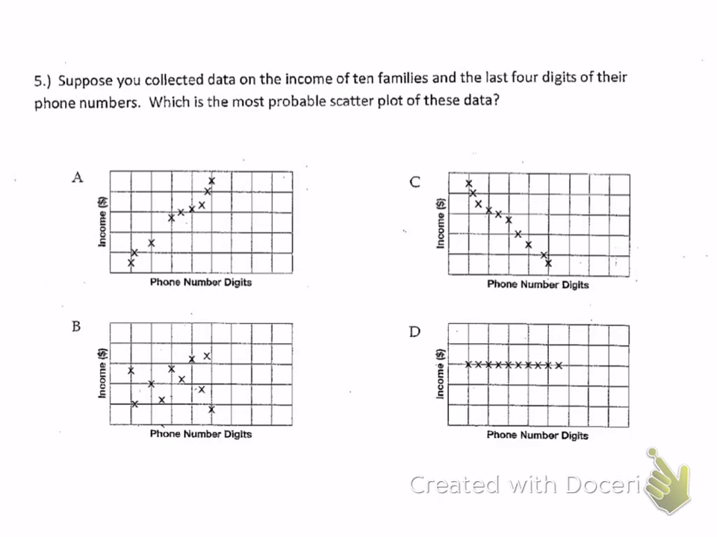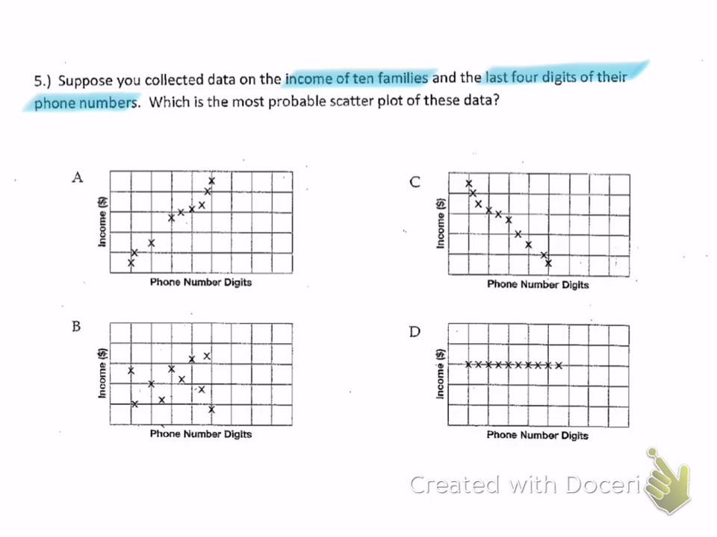So if we take a look at number 5, we're collecting data on the income of 10 families, so how much money they bring home, and the last 4 digits of their phone numbers. If you think about your house phone number, if you still have one, was the house phone number set on how much money your parents make? No, it's a random number.